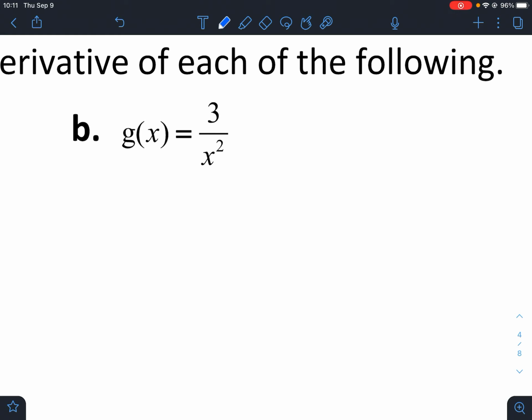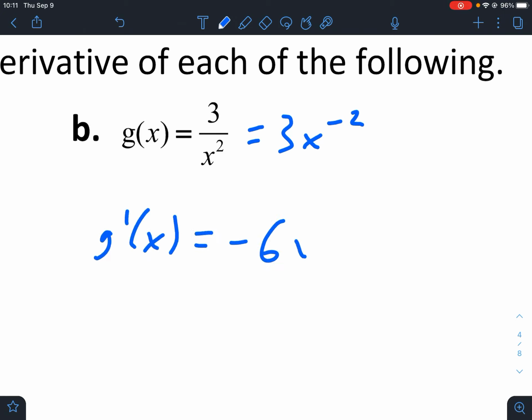Part B, we're going to rewrite this like we did in the previous question, so 3x to the negative 2. So g prime would be negative 6x to the negative 3. And rewriting that would be negative 6 over x cubed.